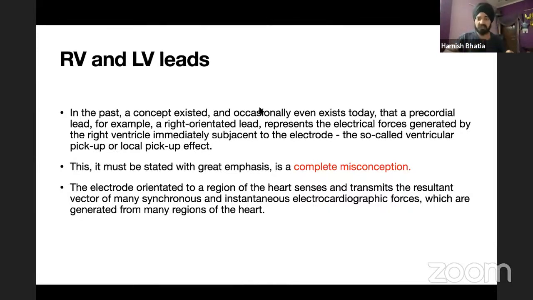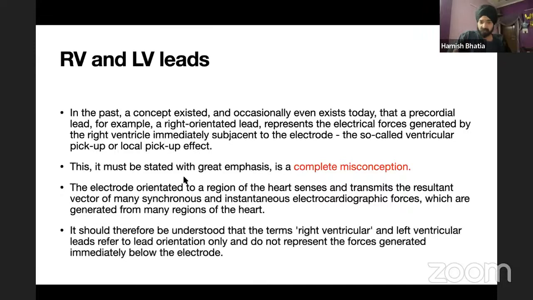So this is a complete misconception that V1 is a right ventricular lead and V6 is a left ventricular lead. Now we have understood this in great detail. If you want, you can explain it to anyone, right? It is not that V1 is right ventricular and V6 is left ventricular. That is a complete misconception.